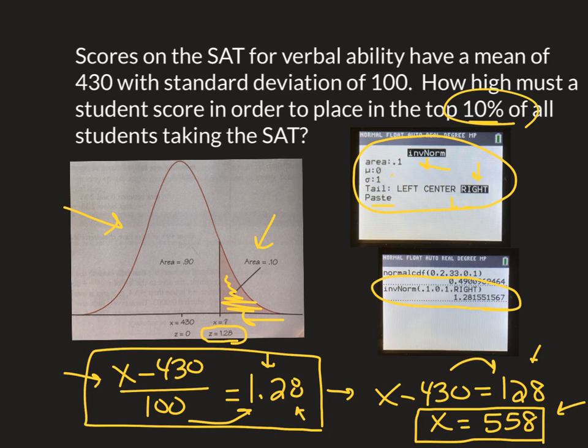And those are the two kinds of problems you're going to see today. One is doing second vars and going normal CDF. If you know the z-score and you're looking for the area, you do that. Normal CDF tells you the area or the percent. If you know the percent and need the number, you do inverse norm.